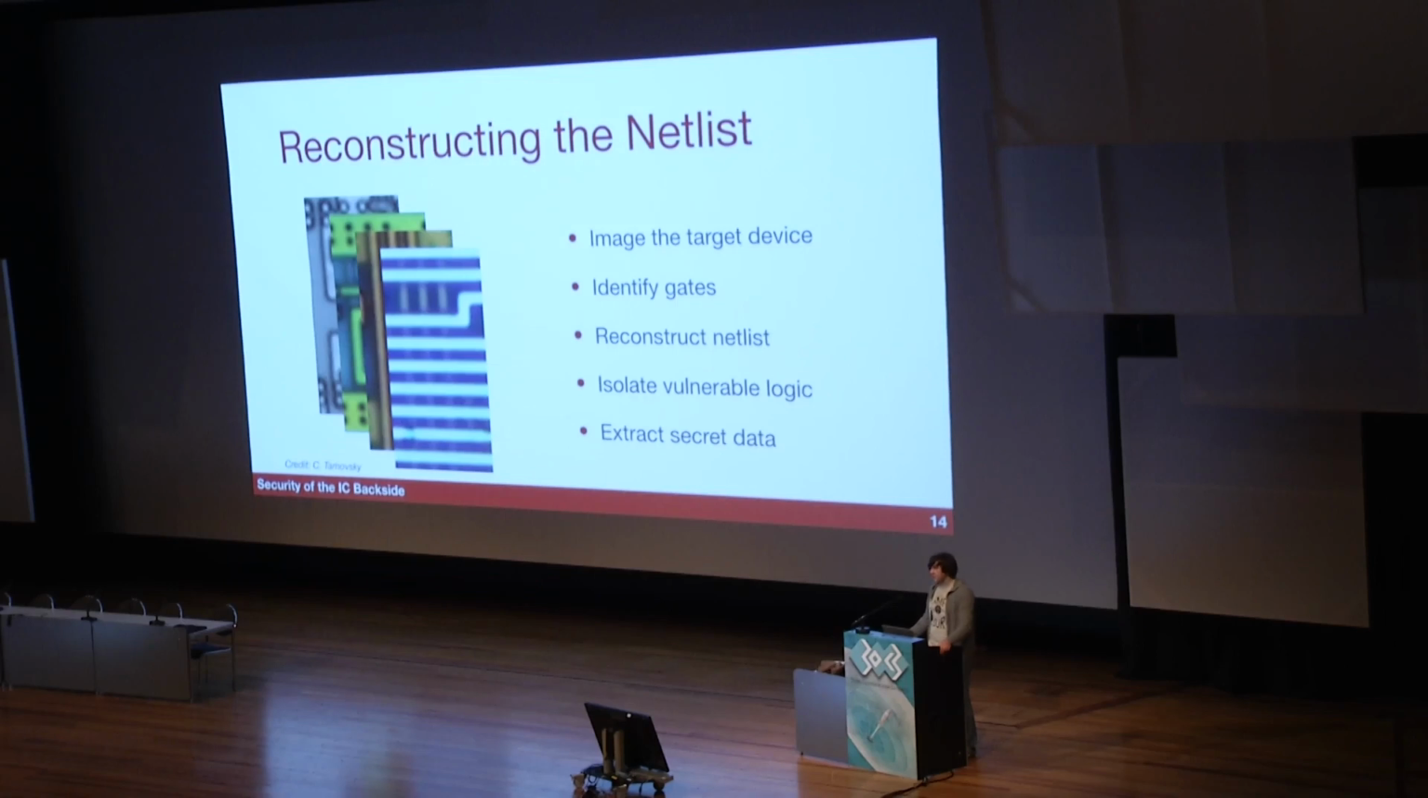If you have something as complex as an Intel CPU, you have something like 15 layers, et cetera. And so you even see the complexity going up, it gets very complicated just because of all the routing you have to do. But the process is always the same. So you image the device, you begin to identify the gates, and you begin to reconstruct the netlist.